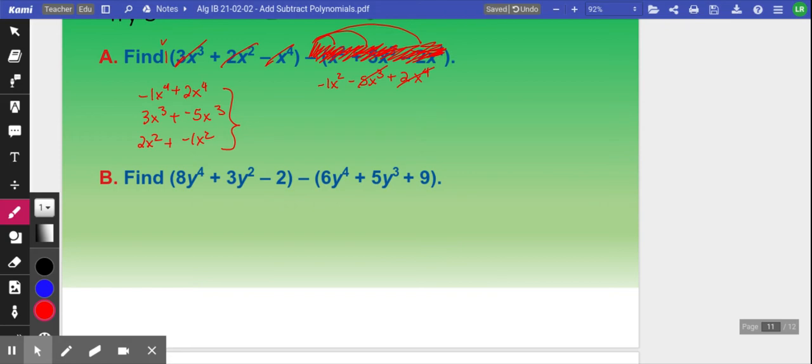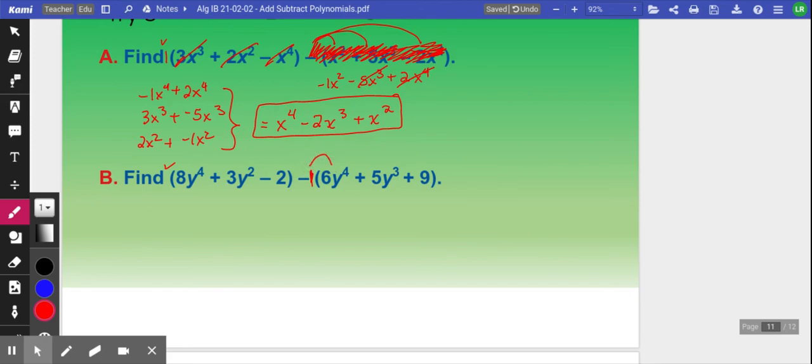So negative 1x to the fourth plus 2x to the fourth, that's positive 1x to the fourth. 3x to the third plus negative 5x to the third is negative 2x to the third. And then we have 2x squared plus negative 1x squared. That would be positive 1x squared. And that would be my answer. Okay, the last one, letter B. Okay, positive 1, I'm done. Negative 1, I have to distribute.